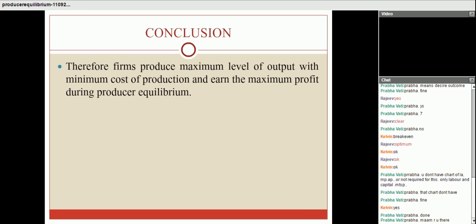Yes, now I am there. For a while the connection went off. For a few seconds I am there.